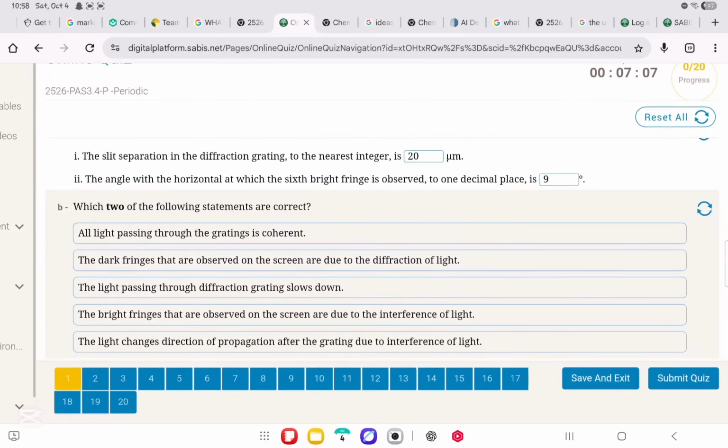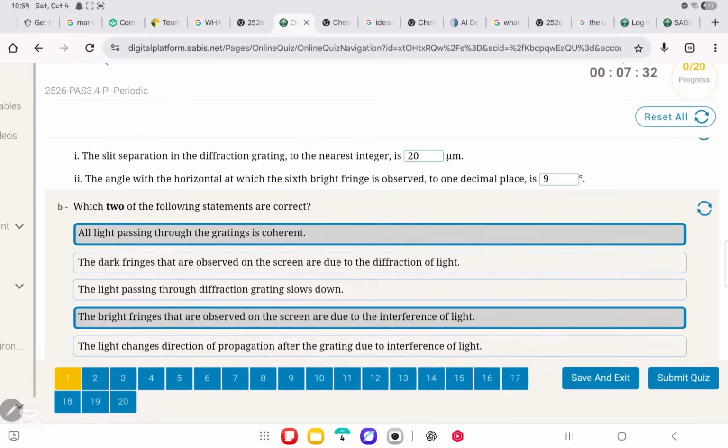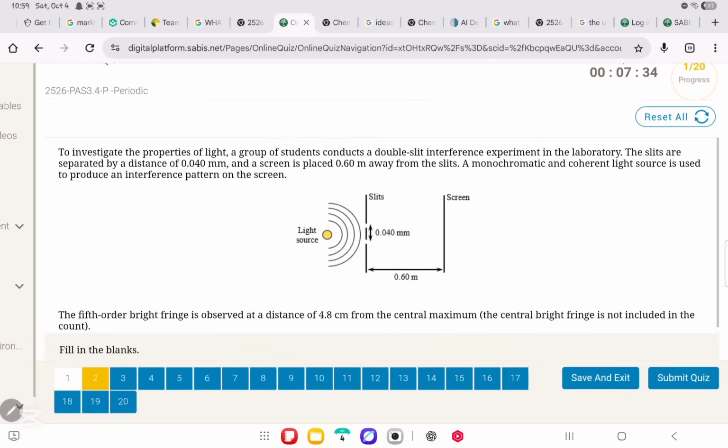Which two of the following statements are correct? All light passing through the gratings is coherent. Very true. Dark fringes are due to diffraction. They are due to destructive interference. Light passing through diffraction grating slows down. Not at all. It does not slow down. The bright fringes that are observed on the screen are due to the interference of light, through constructive interference. So this one and this one are the correct answers.